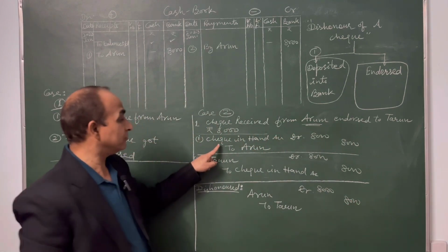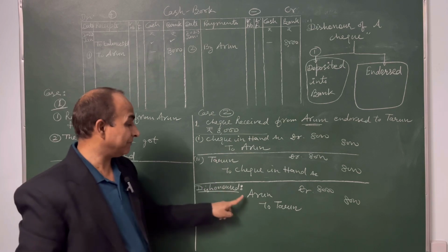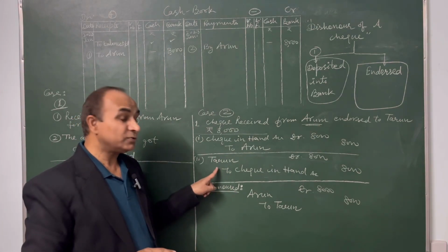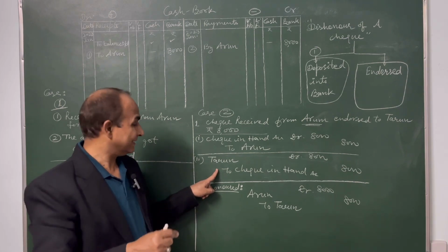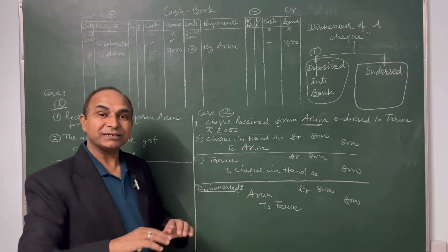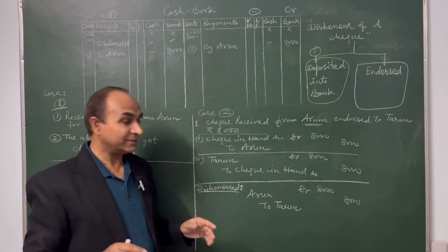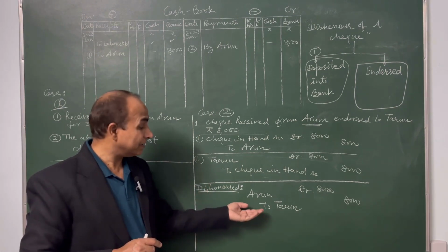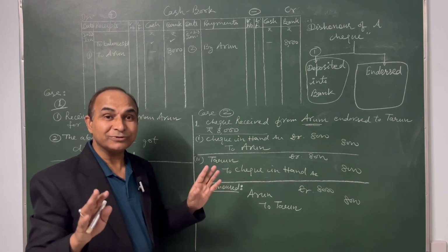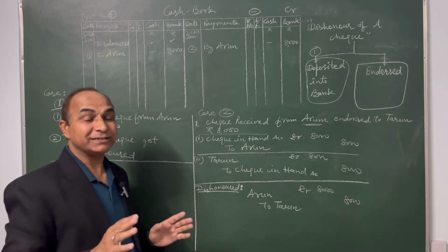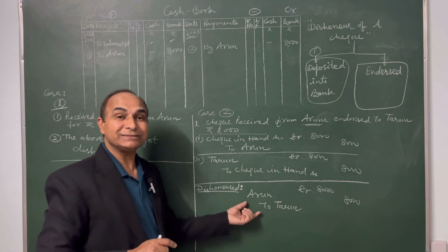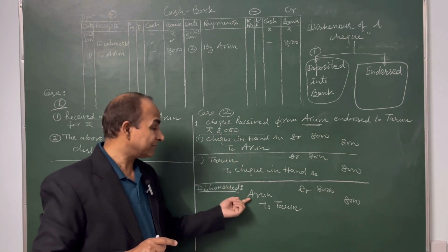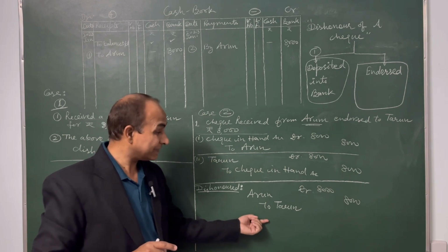The person from whom we received a check, he will be debited here, since he will again become our debtor. And the person to whom we endorsed the check, his account will be credited, because again he becomes our creditor, because neither did we receive a payment from Arun nor did we make payment to Tarun. So after the dishonor of the check, the position of these two parties remains the same as earlier. Arun is our debtor, Tarun is our creditor.